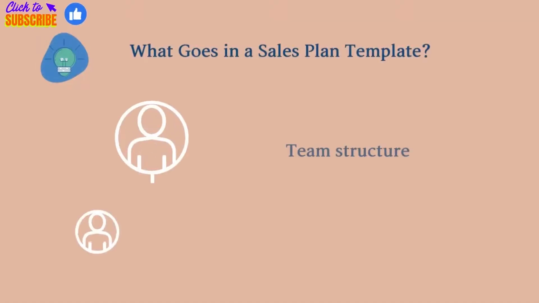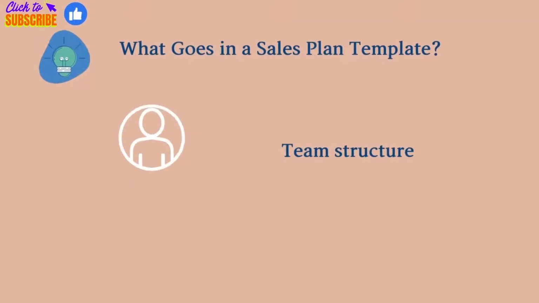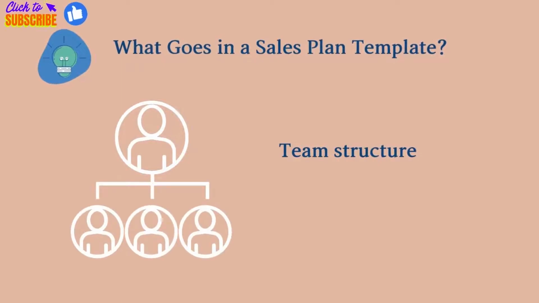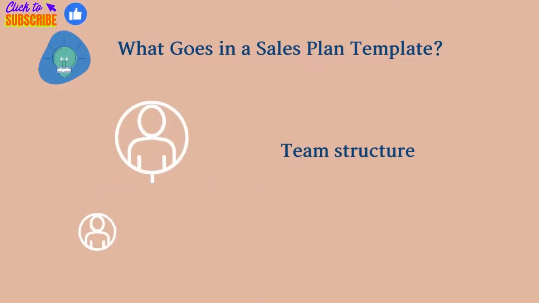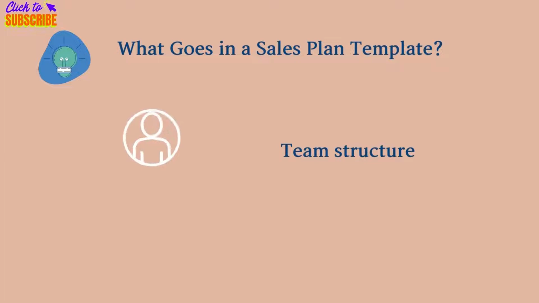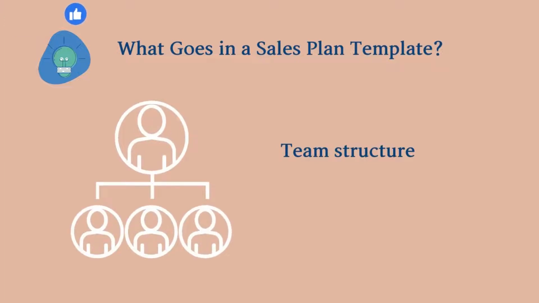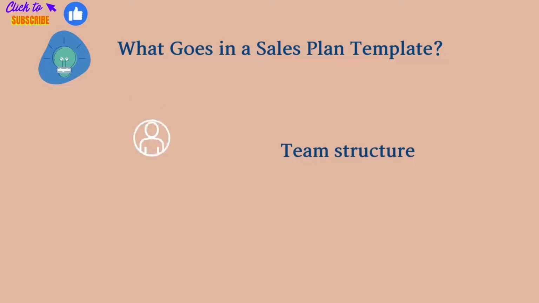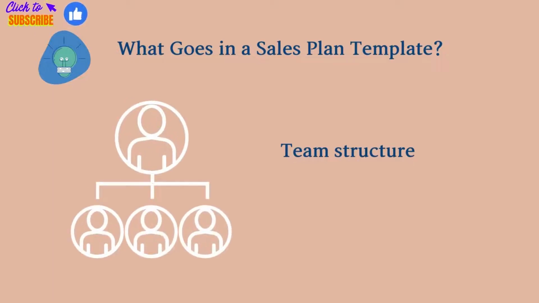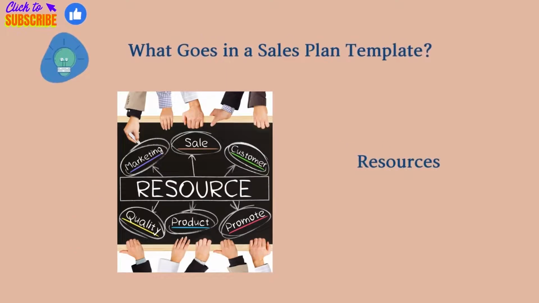The next one is team structure. Here you have to mention who is on your team and what their role is. So it is better that you also create a small organizational chart. For example, at the top, your team leader is your sales supervisor, then under him is your sales staff. So, and then you have to put your names.